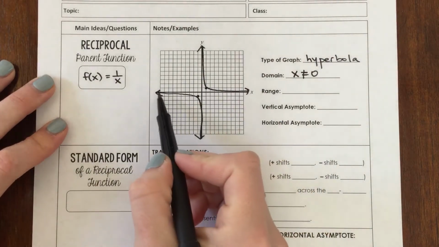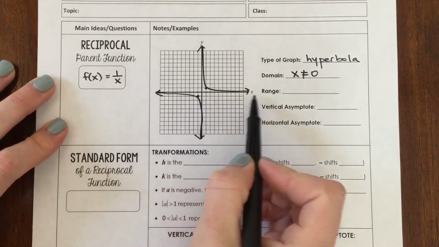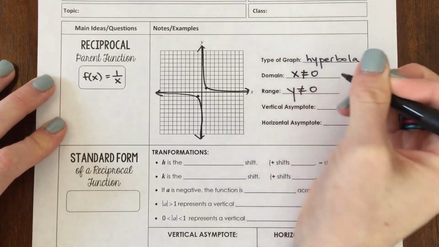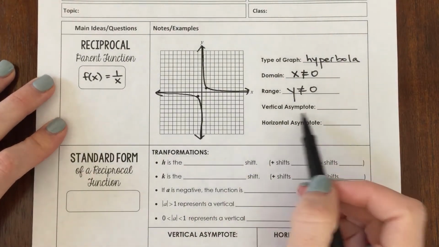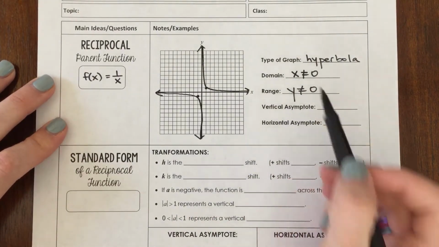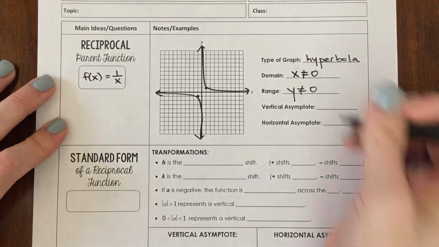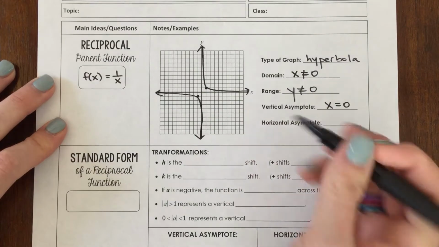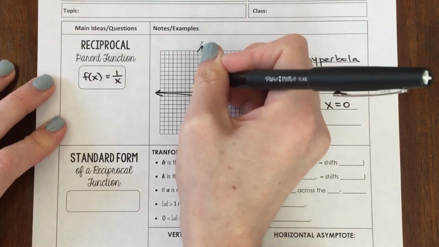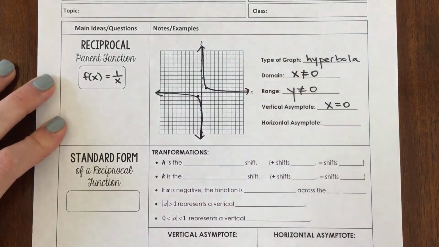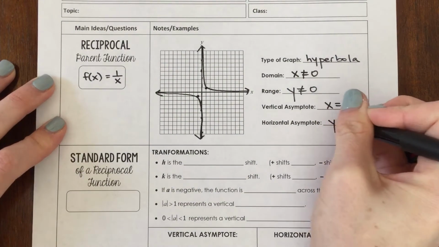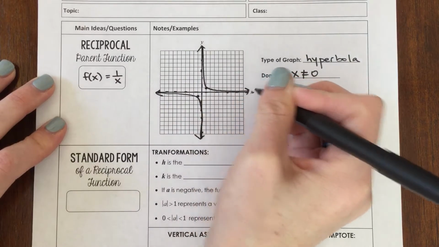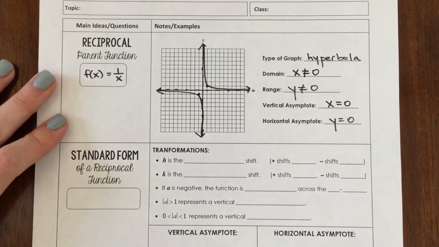Same thing with the range. Look at this y value right here. It gets really close to y, but it never actually hits it. So we can say y can be anything except for 0. The vertical asymptote is that one x value that it's not allowed to equal. So we can say x equals 0 is a vertical asymptote. And if we wanted to, we could put a little dotted line right here that we aren't allowed to cross over. Same thing with the horizontal asymptote. We could say that's y equals 0, so that's this dotted line right here that we're not allowed to cross over.